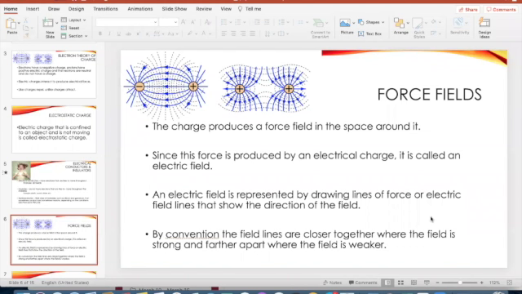All right, so your charges have electrical units to them. Your electric field is represented by drawing lines of electric force, or field lines, that show the direction of the field. Again, for electrons, the direction is inward towards the particle, and for the proton it is directed outward away from the particle. By convention, when the field lines are closer together, that means the electric field is stronger. If the field lines are further apart, that means the field is weak. So the more lines you have, the stronger the field. The fewer lines you have, the weaker the field.